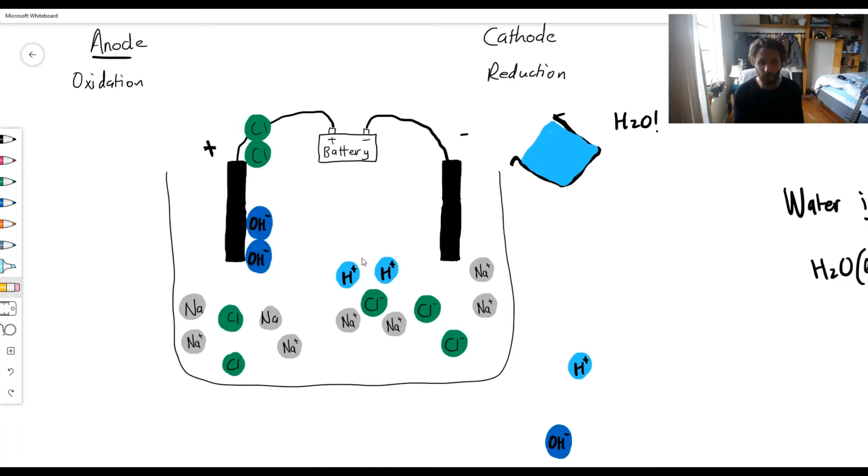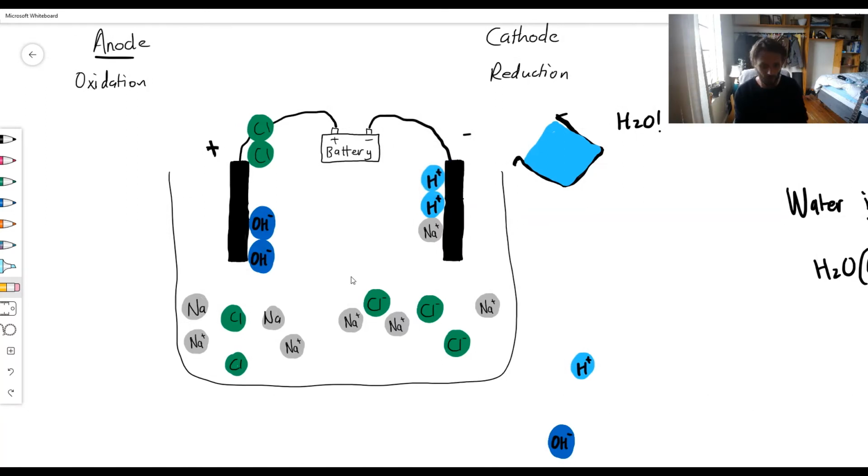Okay, so what's going to happen at the cathode? Well, we've got this H plus ion over here. This H plus ion is going to be attracted, and this sodium is also going to be attracted. Now, this is where it gets really interesting, because what is going to form at the cathode? Is it going to be hydrogen gas? Remember, we've got two of these hydrogen ions. Let's bring two of them here. We've got two ions, so we could form hydrogen gas, or we could form solid sodium.